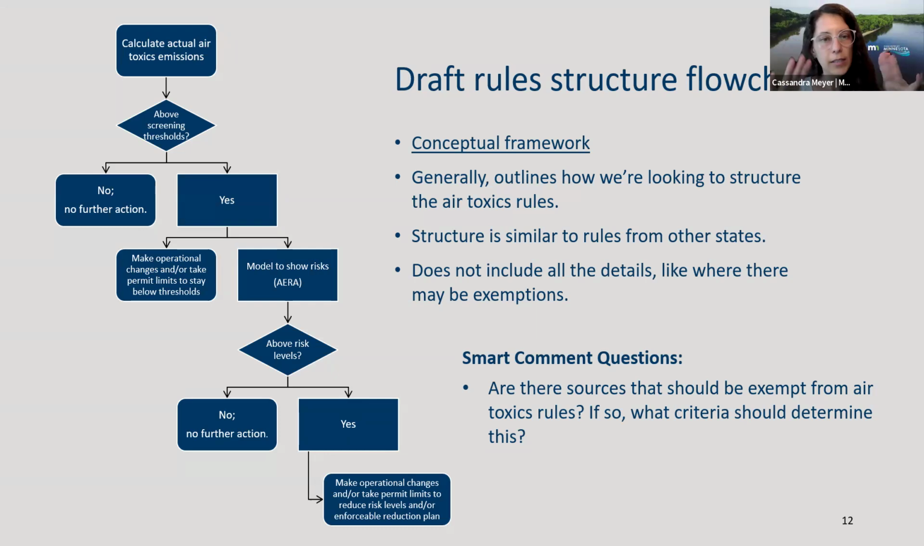All right, so a facility would have calculated their actual air toxics emissions. They will compare them to the screening thresholds. And then if those emissions are below the screening thresholds, there's no further action needed. If the air toxics are above the thresholds, then there's two paths here. A facility can make operational changes and or take permit limits to stay below thresholds. Or they can model to show risks. And this is also called an AERA, or air emissions risk analysis.